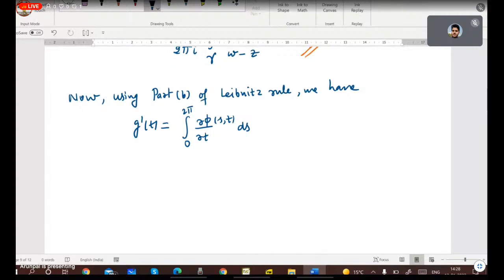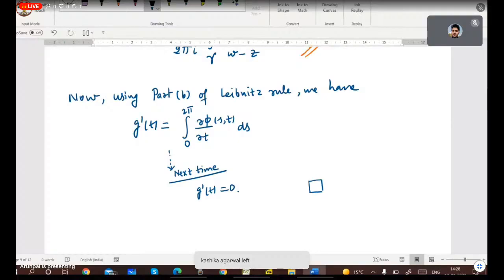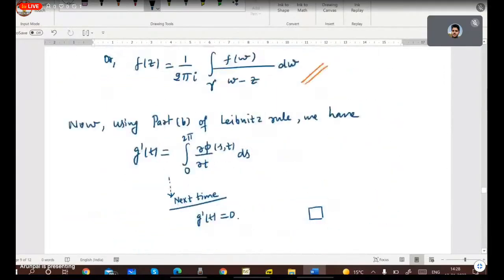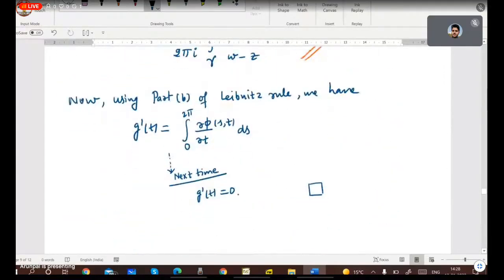So class, I think we should stop over here, and this I will be taking tomorrow, to show that G dash t is 0, and finally that will complete the details. Because once we have shown that G dash t is 0, it means G is constant, and the rest I have already explained to you. Is this okay, class? Yes, sir. So let's stop over here.